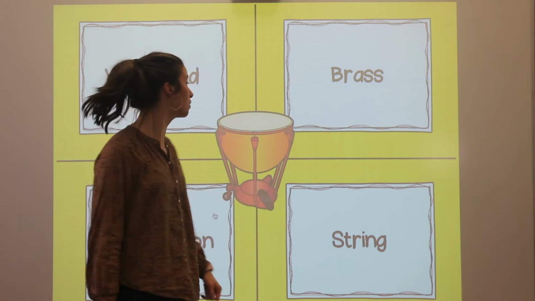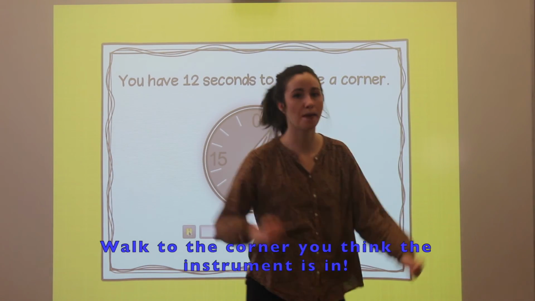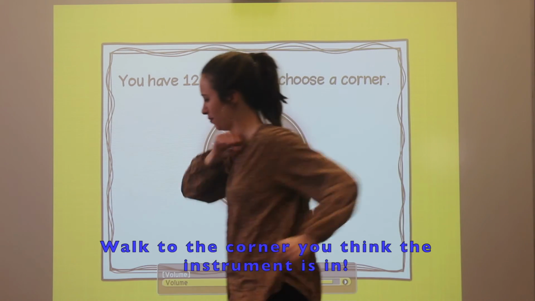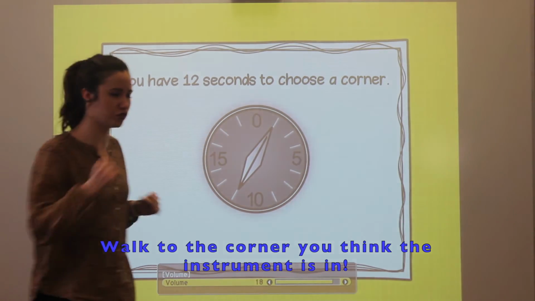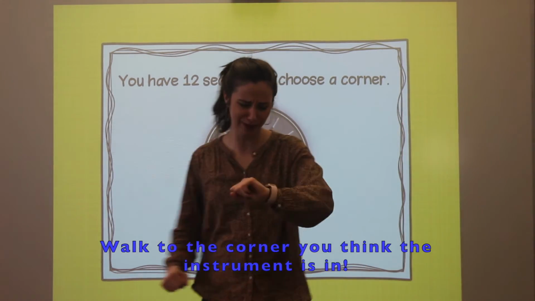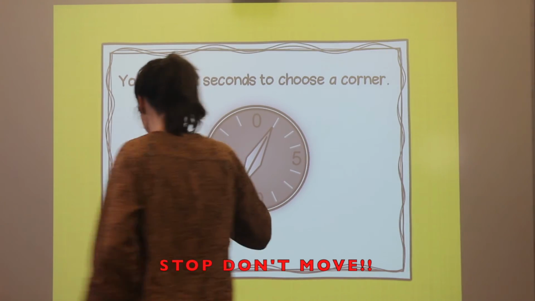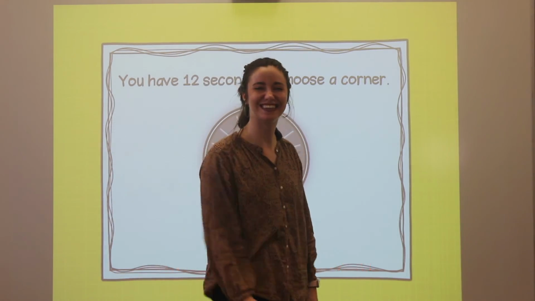12 seconds, pick your corner, starting now. Last one, make a count. You got this. Almost there. String, woodwind, brass, percussion. Time's up. Let's see how you did.